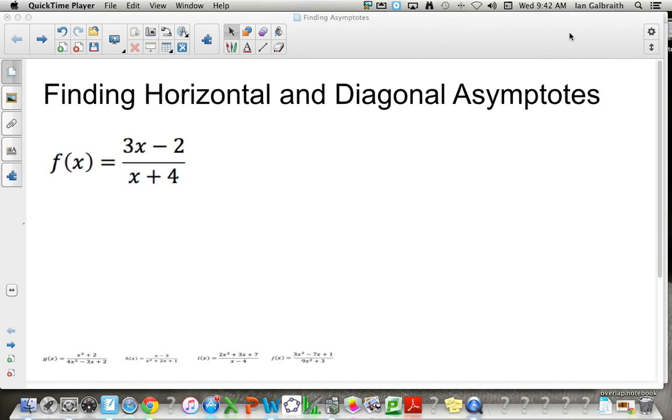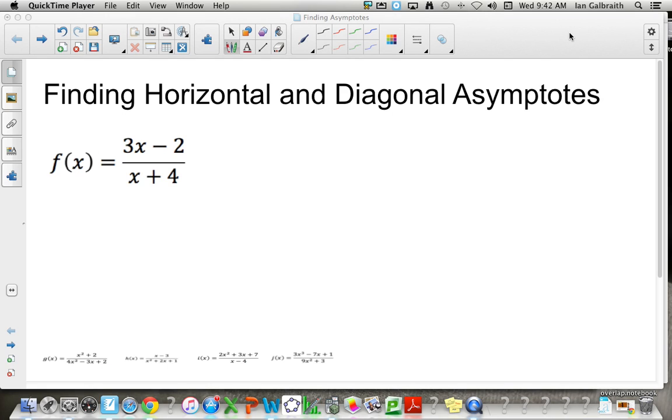All right, you guys just finished up something on vertical asymptotes. What we're going to do now is look at how to find horizontal and even, believe it or not, diagonal asymptotes. So just as a quick bit of review, here's a function. We've got f of x equals 3x minus 2 over x plus 4.